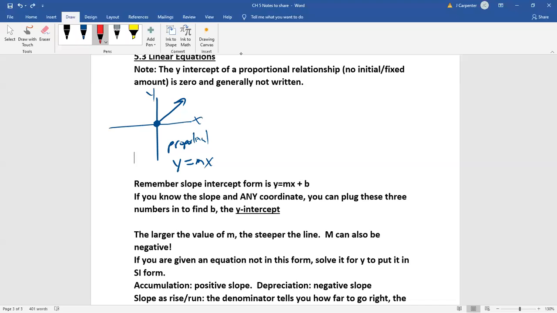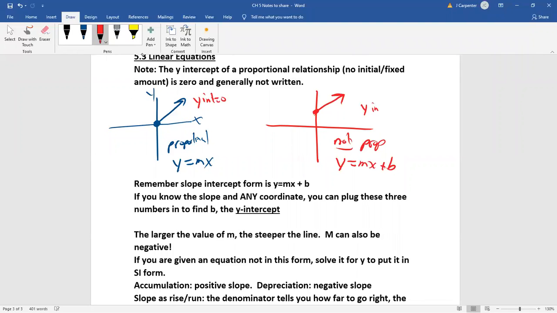On the contrary, when it's not going through the origin, that means it's not a proportional relationship. It means there is a non-zero initial amount. So this is not proportional. And it has the full mx plus b, the mx being the variable amount and the b being the fixed amount. And again, for this first one, the y-intercept is 0. Y-intercept, excuse me, I forgot to write intercept. For this one, it's b. So this height right here is b.